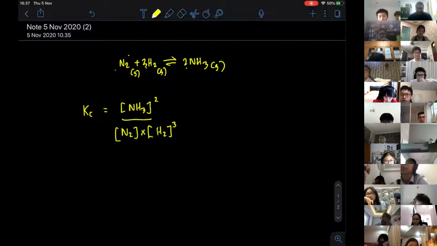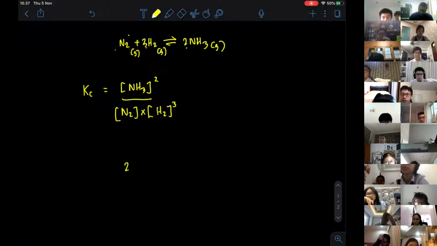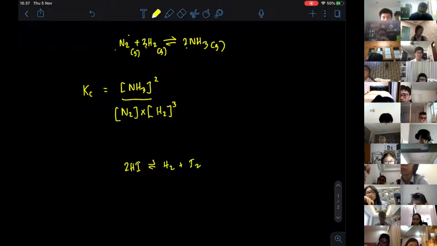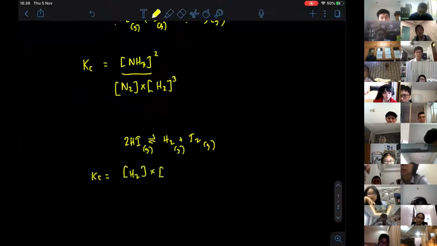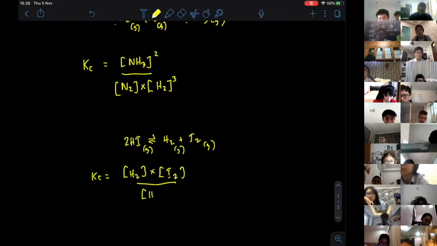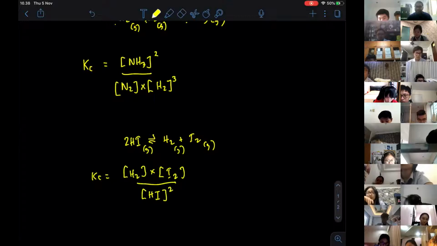And if I have another equation, for example, 2HI to give you H2 plus I2, they are gases also. You can represent using Kc. Kc equals the concentration of H2 to the power of 1 times the concentration of I2 to the power of 1, divided by the concentration of HI to the power of 2. Please remember one thing: the units are going to be different in different situations.